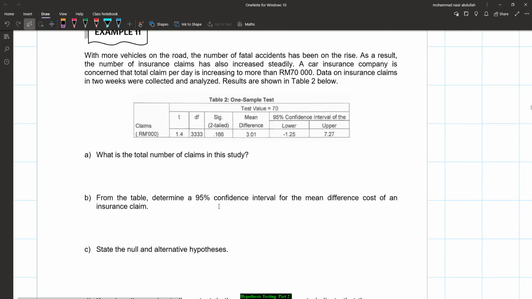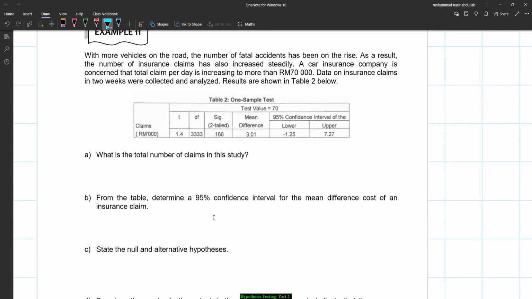So last example for today. So with more vehicle on the road, right? This one pun bagi satu table saja. The number of fatal accident has been on the rise. As a result, the number of insurance claim also increased steadily. A car insurance company is concerned that total claim per day is increasing to more than 70,000. So data insurance claims in 2 weeks are collected and analyzed. So results shown in table 2.